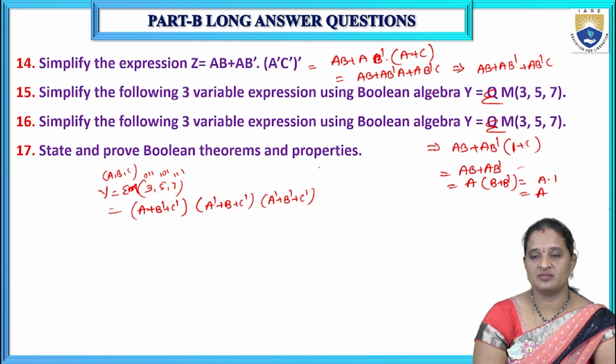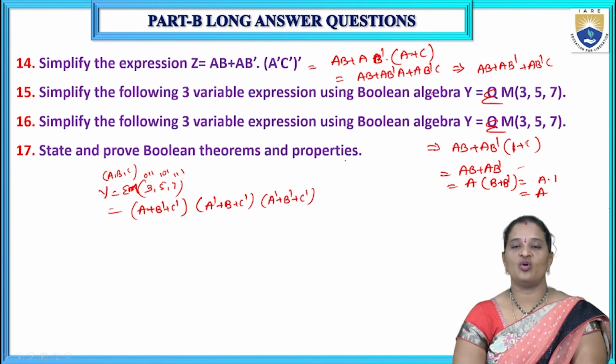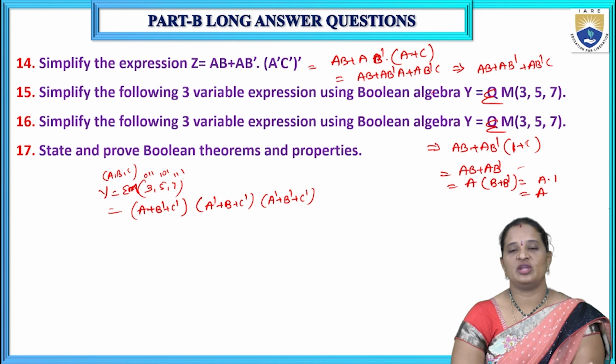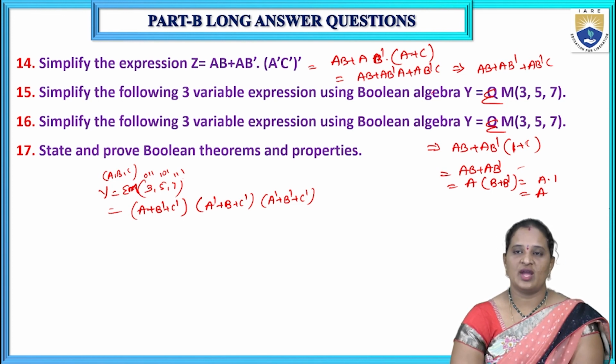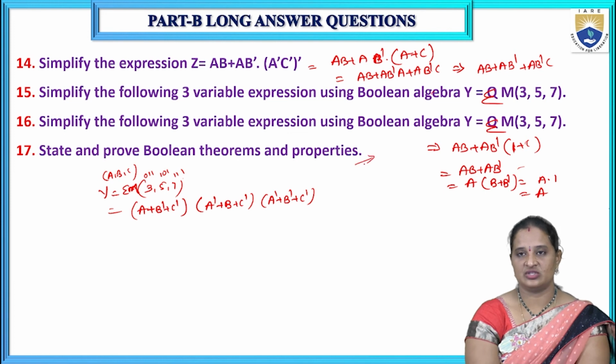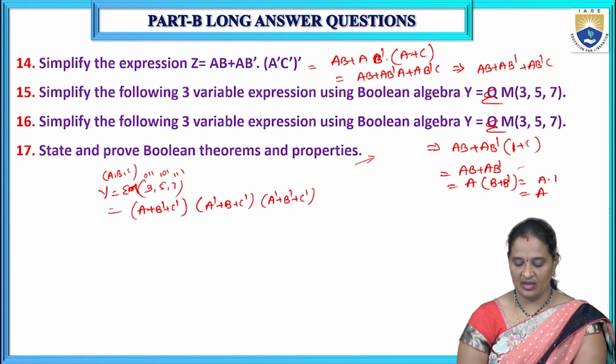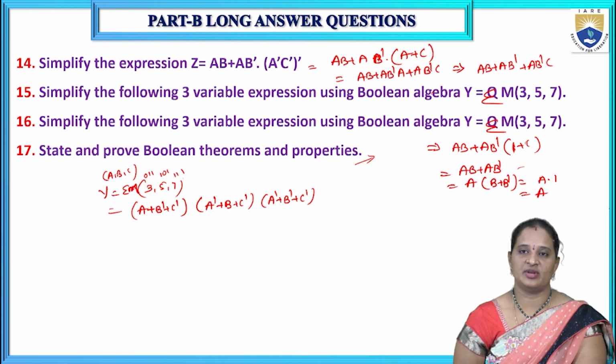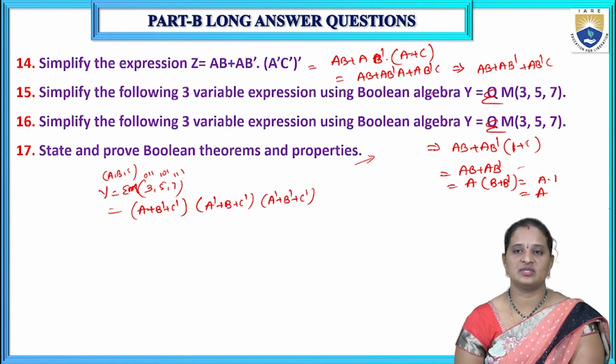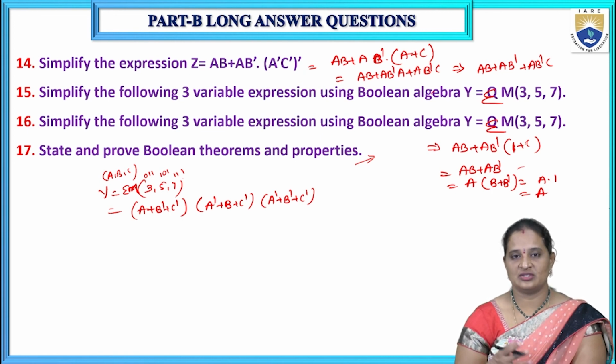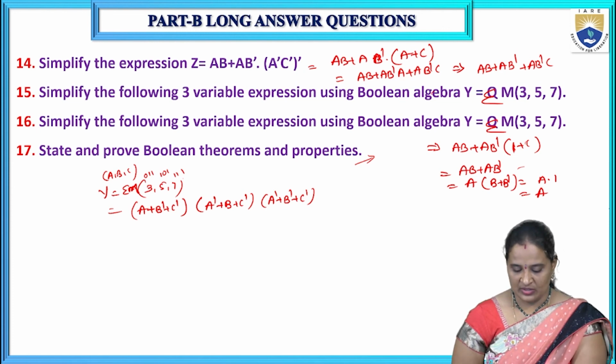State and prove Boolean theorems and properties. Here you need to write down all the theorems and properties of Boolean algebra along with the proof, so that you can get full marks here. First, list all the properties along with the proofs, which I have discussed in the Boolean algebra theory concept lecture. So you can go through them. You have to remember all the theorems and properties and their proofs. If you are not able to prove mathematically, just draw the truth table and check whether LHS is equal to RHS or not. If LHS is equal to RHS, then the proof is done. So like that you can prove.